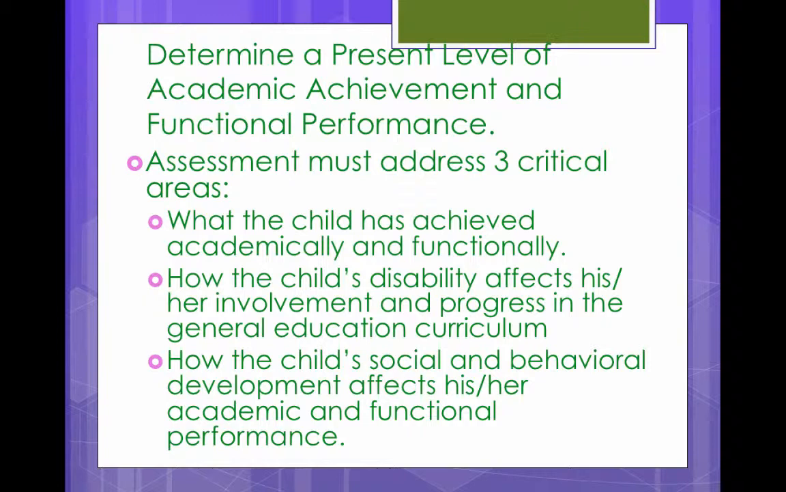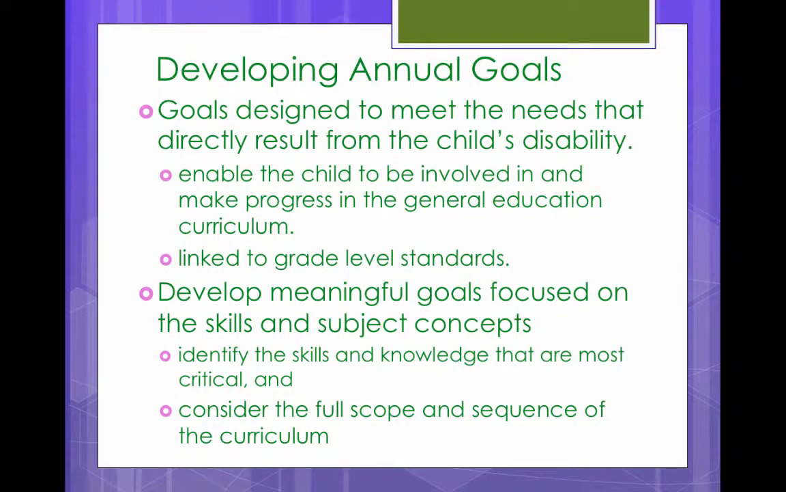Assessment must address 3 critical areas: what the child has achieved academically, how the child's disability affects their involvement and progress in the general ed curriculum, and how the student's social and behavioral development affects his or her academic and functional performance. And you'll be covering that within your EDSE 321 class in the advanced assessment.